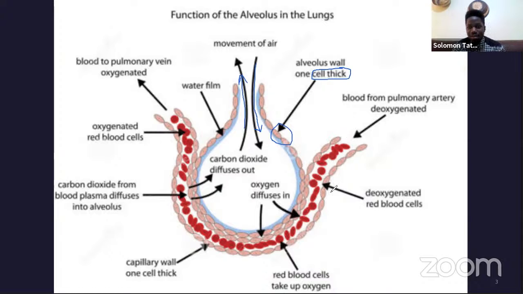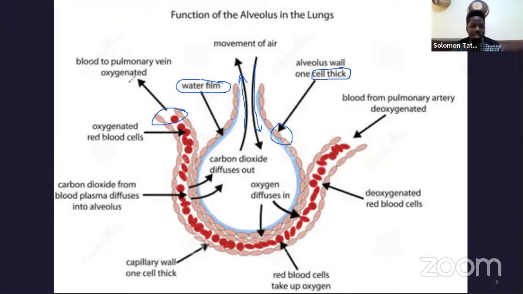Then let's look at another part and see which other part is very prominent here. The water film here, we say the alveoli is moist. That water film is key in dissolving the gases so that they can diffuse through easily. Then we have the blood capillaries.